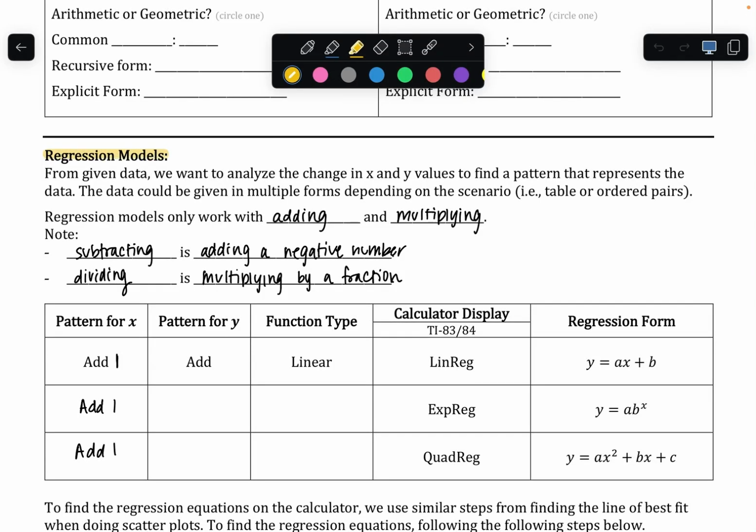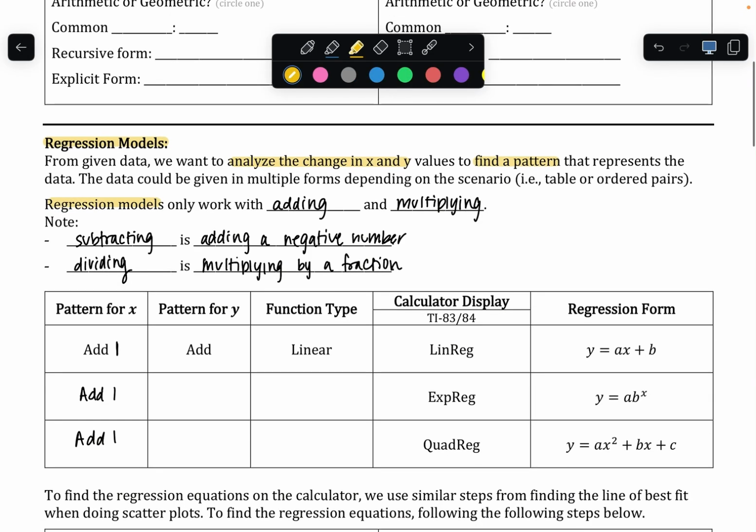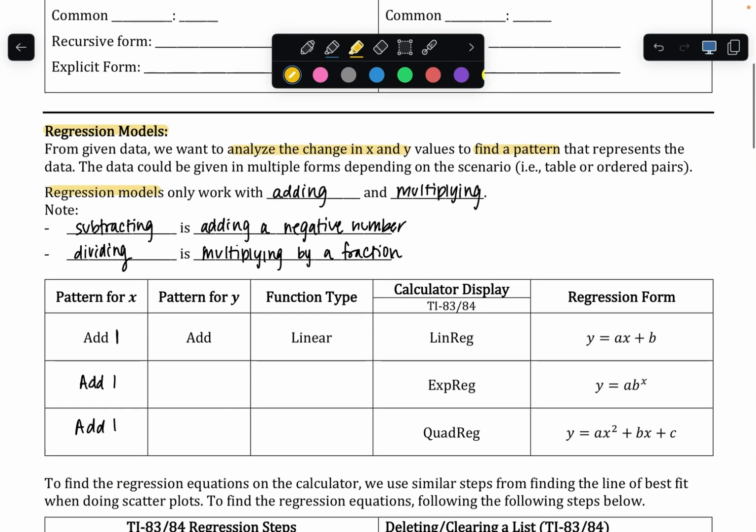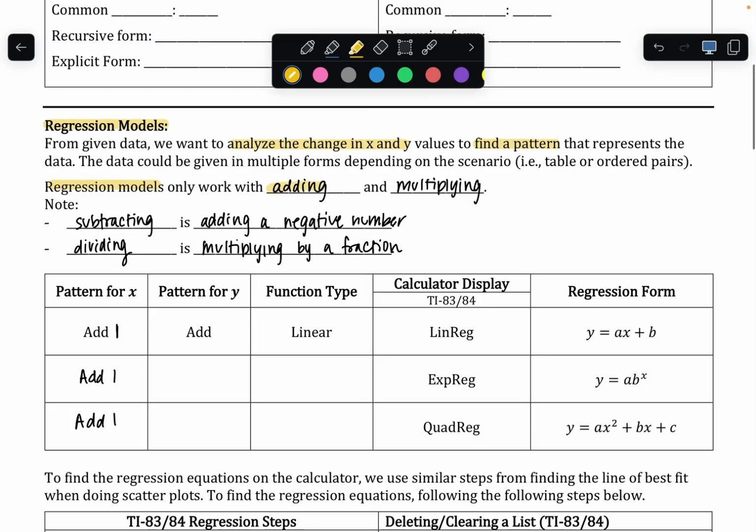We are talking about regression models. And regression is just analyzing change in X and Y to try to find a pattern. Once you find a pattern, you'll be able to write a model, which is just an equation. But something that's important to notice is that we can only work with patterns that are either adding or multiplying.